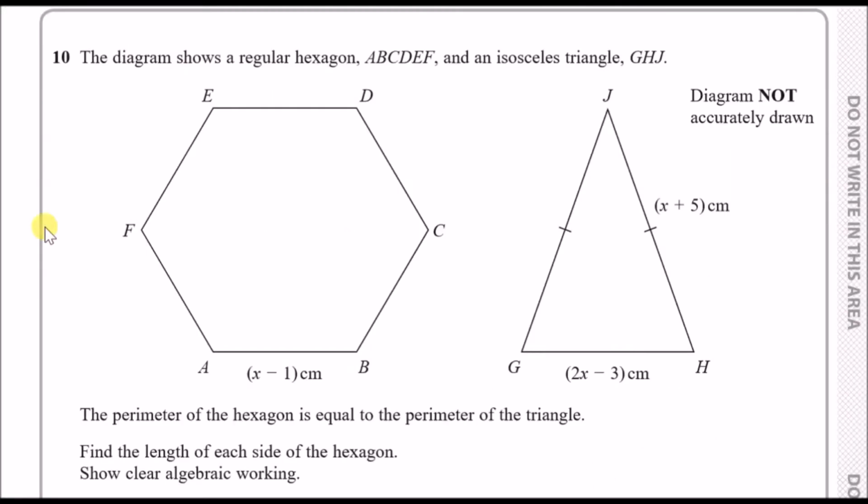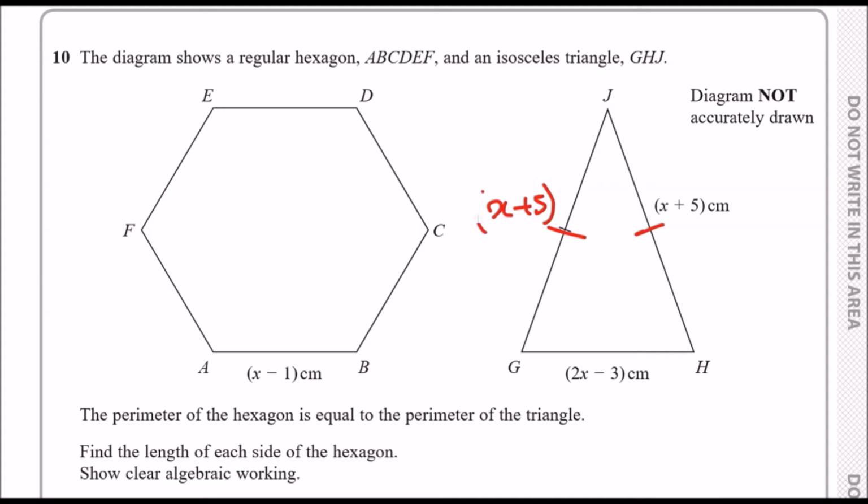Alright, number 10. So the diagram shows a regular hexagon and an isosceles triangle. So we've got them both here. Now the perimeter of the hexagon is equal to the perimeter of the triangle. Find the length of each side of the hexagon. Okay, so one key thing to note, guys, because you've got a regular hexagon, this means that every single length around the hexagon is also x minus 1, so they're all the same. For an isosceles triangle, this tells us that two lengths are the same, and that's the one indicated by this little line here. So if the right hand side is x plus 5, then the left side is also x plus 5.